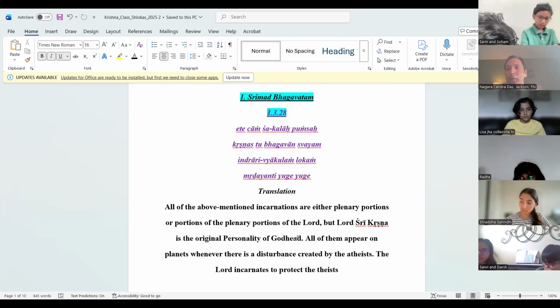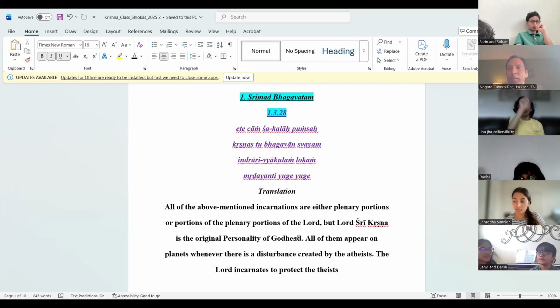So how many cantos are there in Srimad Bhagavatam? Anyone? You can unmute yourself. 18. Well, right, Adi, you are right. There are 12 cantos, and whoever said 18, they are also right in a way, because they're not 18 cantos, but there are 18 books. So the 12 cantos are divided into 18 books. But the right answer for the number of cantos is 12. So there are 12 cantos of Srimad Bhagavatam.